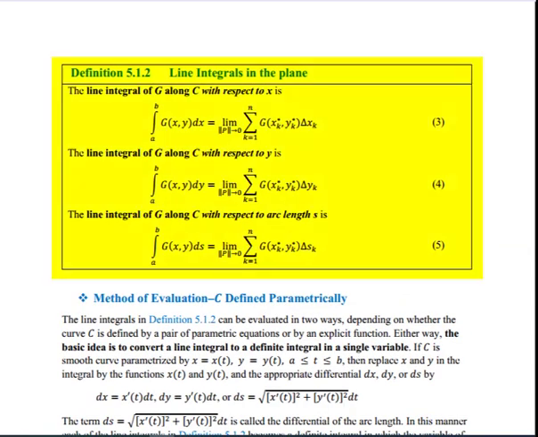The line integral of g along C with respect to x is the integral from a to b of g of x, y dx, and the line integral of g along C with respect to y is the integral from a to b of g of x, y dy, and the line integral of g along C with respect to arc length is the integral from a to b of g of x, y ds.